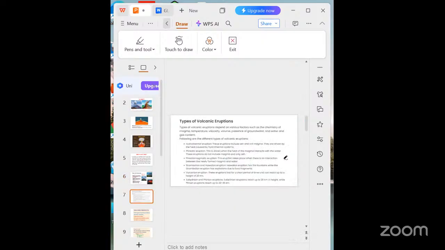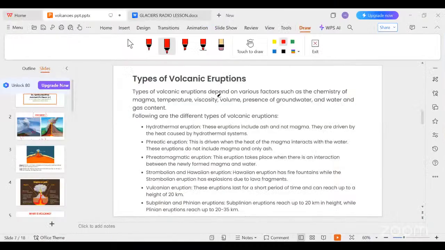Now, you see here the types of volcanic eruptions. The types of volcanic eruptions depend on various factors such as chemistry of magma, temperature, viscosity, volume, presence of groundwater and water, and also gas contents. These are the different types of volcanic eruptions that follow.